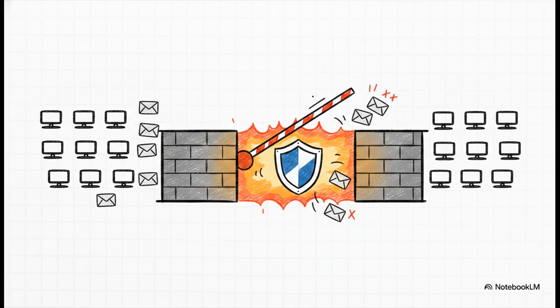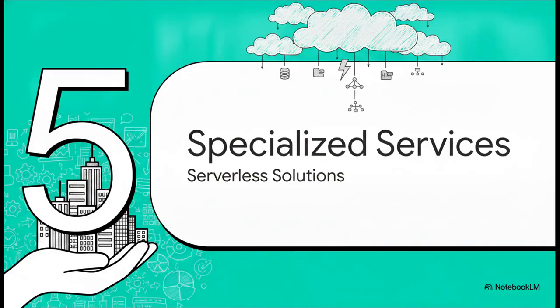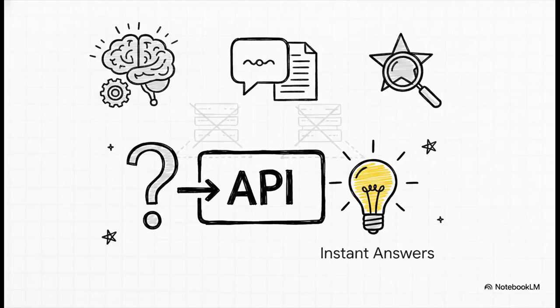And finally, Section 5, Specialized Serverless Cloud Services. When we reach the absolute peak of our Cloud Cities architecture, we find things like machine learning through AutoML, speech-to-text, translation, and those super complex recommendation services.